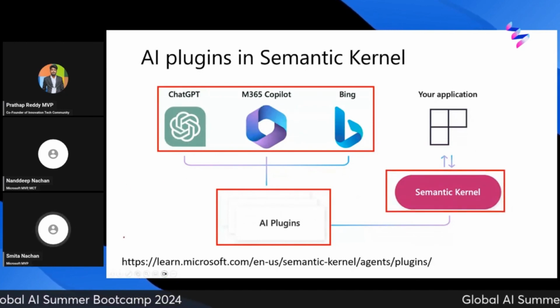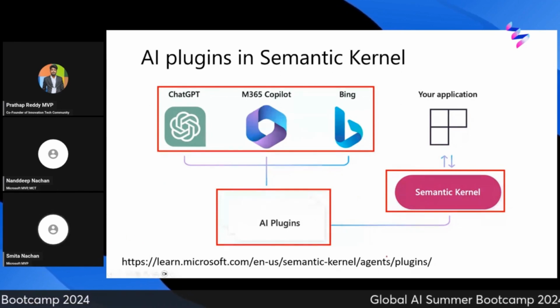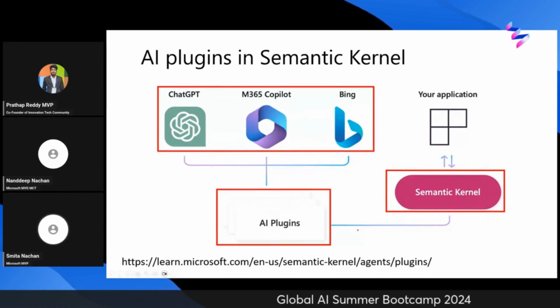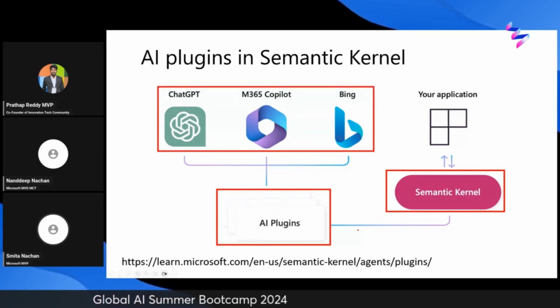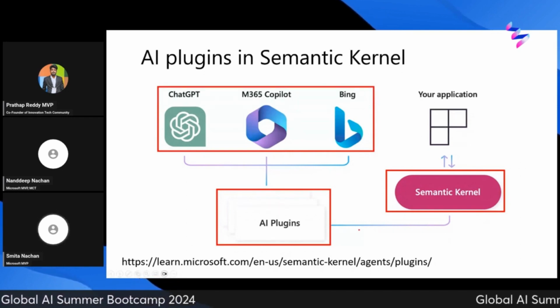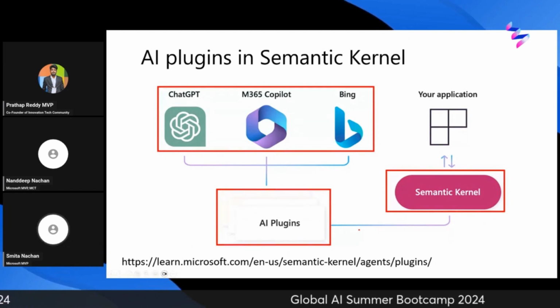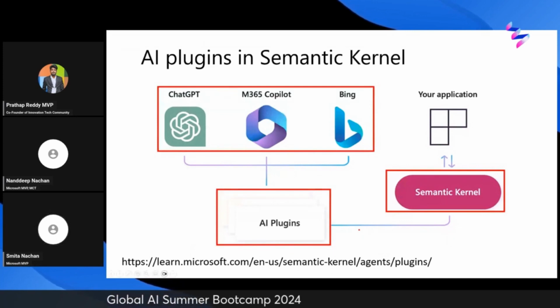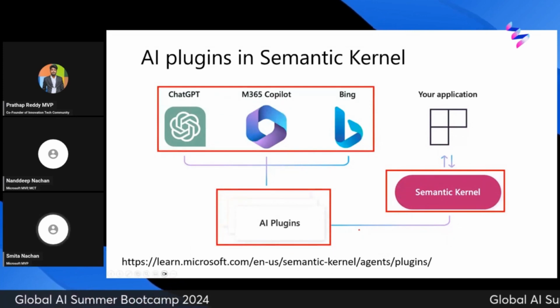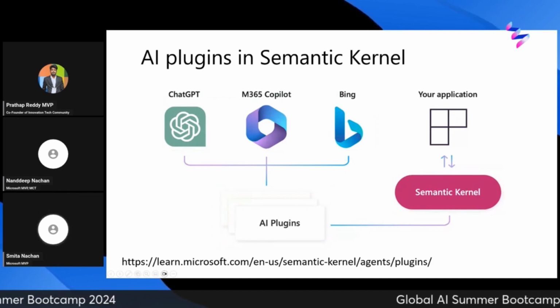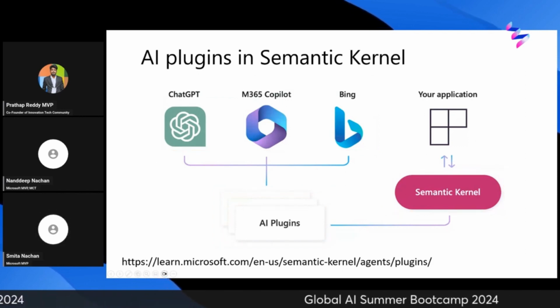To drive alignment across the industry, we have adopted the OpenAI plugin specification as the standard for plugins. This will help create an ecosystem of plugins that can be used across all of the major AI apps and services like ChatGPT, Bing, and Microsoft 365. With that, let's see the demo for the Semantic Kernel.